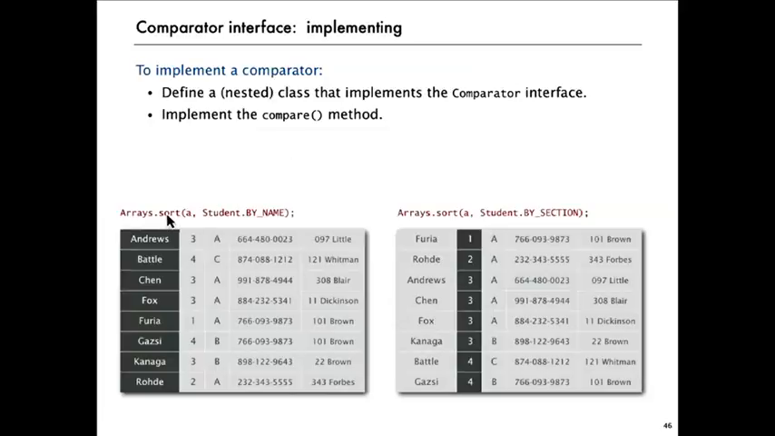So here's just an example of what happens with those implemented comparators for that class student using the Java system sort. If you call Arrays.sort with your array of students and you give it this by name comparator, it'll put them in alphabetical order by the name field. And if you give it the by section comparator, it'll put them in order by the second field. Very convenient for all kinds of data processing applications.